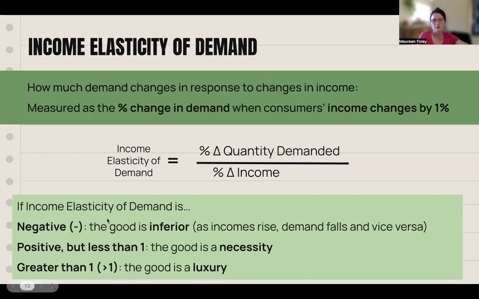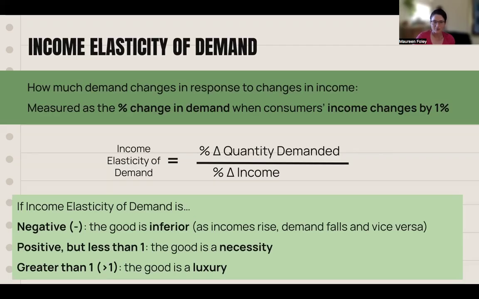Now the formula looks really similar to that last formula that we looked at. It's just the percent change in quantity demanded divided by the percent change in income. And we come up with some kind of number. Now this number can be negative, and we'll talk about that in a second. It can be negative, that's okay. So if the income elasticity of demand is a negative number, this means that as income rises, demand falls, and as income lowers, demand rises.